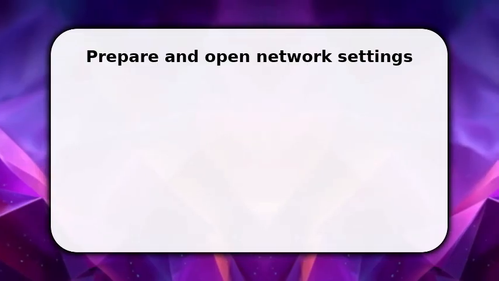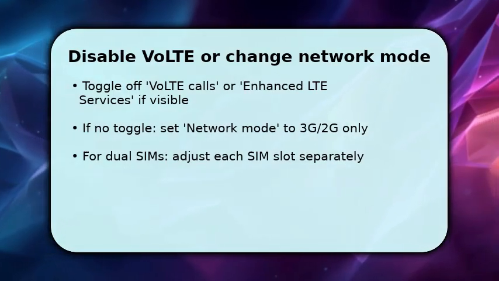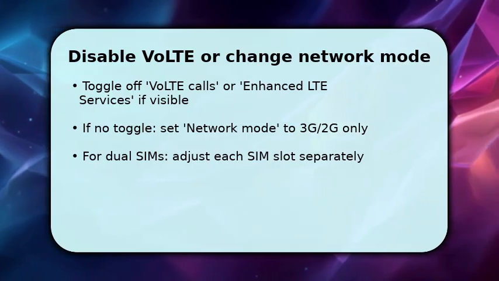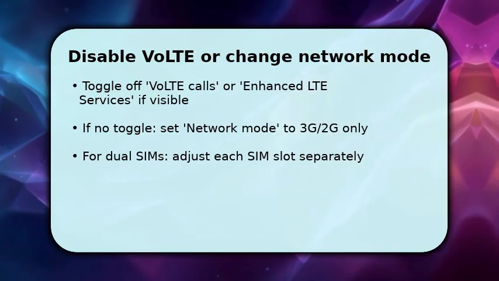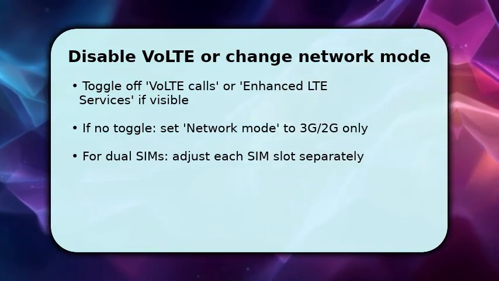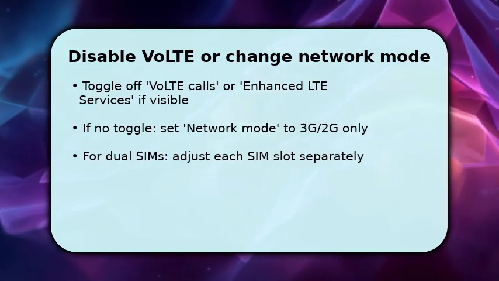Once in mobile networks, look for a VoLTE calls or enhanced LTE services switch and turn it off. This directly disables LTE voice. If that option isn't present, change network mode from LTE/3G/2G to a 3G/2G only setting to prevent LTE voice.